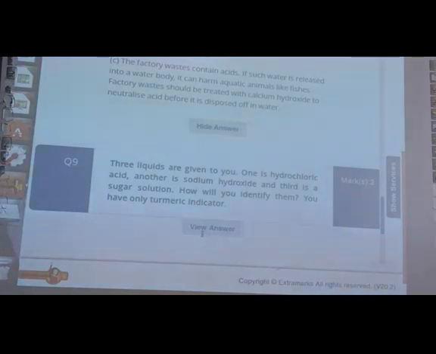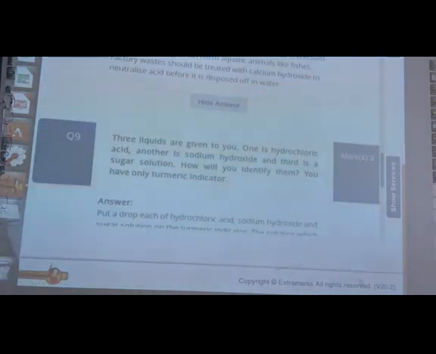Three liquids are given to you. One is hydrochloric acid, another is sodium hydroxide, and third is sugar solution. How will you identify them? You have only turmeric indicator. Easy. Just see the answer. Put a drop each of hydrochloric acid, sodium hydroxide, and sugar solution on the turmeric indicator. The solution which changes the color of turmeric indicator to red will be basic, that is sodium hydroxide.